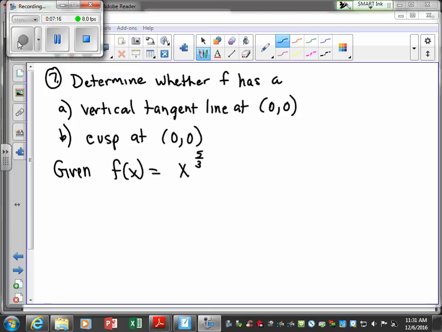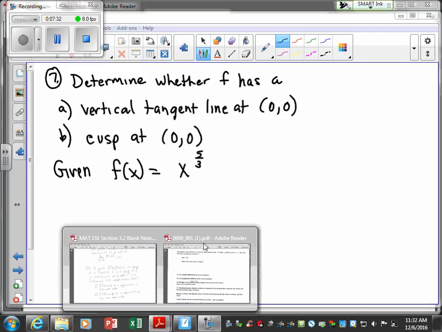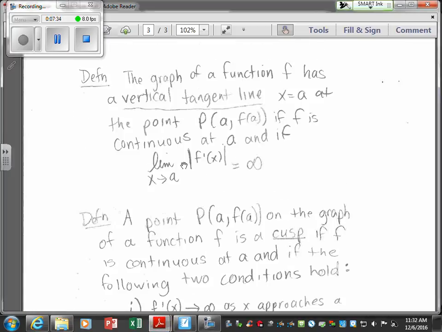Okay, so let's look at an example. Determine whether f has a vertical tangent at the point (0, 0), or if it has a cusp at (0, 0). So we're given the function f of x equals x raised to the 5/3 power. And we come back over here and recall that to determine if it's a vertical tangent, we need to take the limit of our f prime of x as x approaches a and see what we get. If we get infinity, then we know we have a vertical tangent line. If we don't, then we would say no. So let's do that.